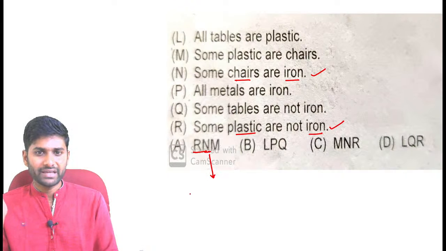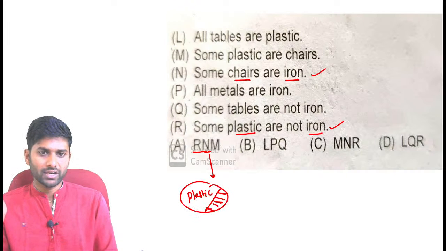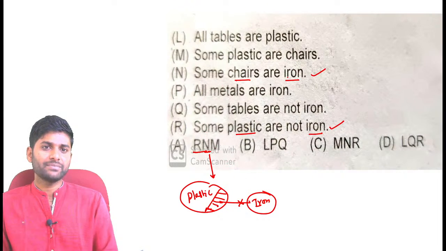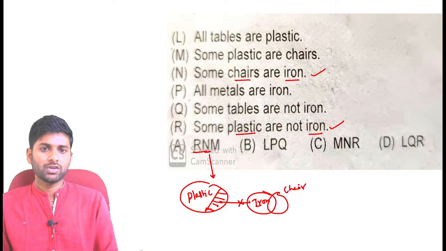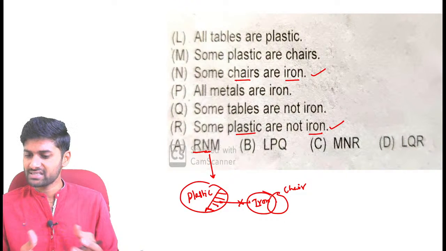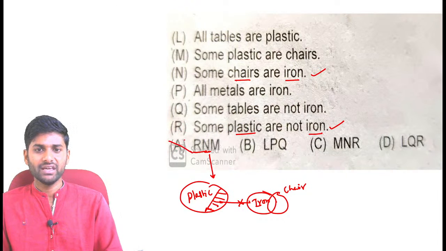R, N, M. Here R, some plastic are not iron. See, this is the portion not related to the iron. Now you just go through that. Some chairs are iron. Now the conclusion M. What M says is that some plastic are chair, guys. This is the plastic, this is the chair. There is no direct relation, guys. Definitely A is the wrong answer.